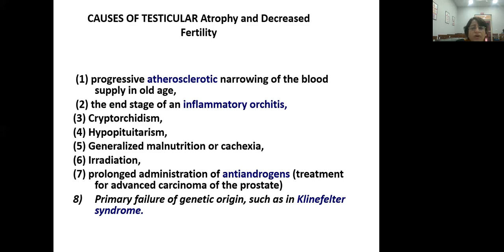Atherosclerotic narrowing, inflammatory orchitis, cryptorchidism, some endocrine disorder from the brain, hypopituitarism, generalized malnutrition, cachexia, undernourished boys, irradiation, which is usually done in that area for some other cause, for some enlarged inguinal lymph nodes or if there is a lymphoma, prolonged administration of anti-androgens, which are usually given as a treatment for cancer of the prostate. Because prostate cancer is androgen dependent, we do anti-androgen therapy, and that is also associated with decreased fertility. And then there is a primary failure of genetic origin, such as Klinefelter syndrome.